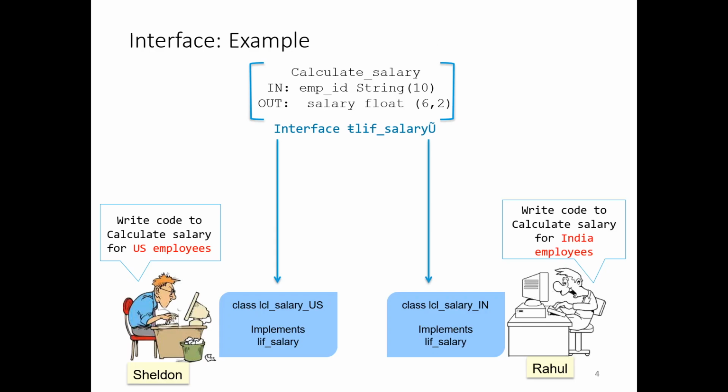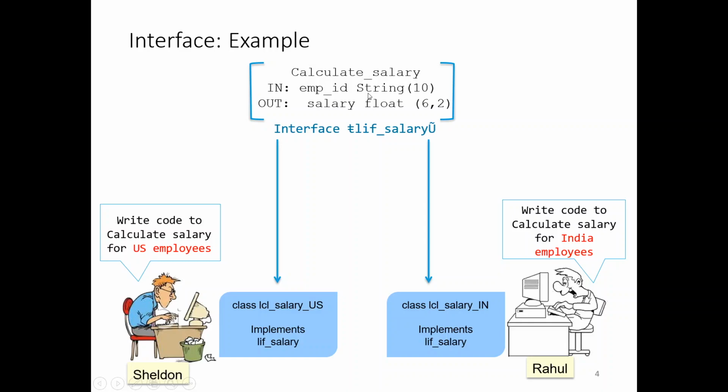So this is a typical example of why we need an interface, right? Here there are two classes. In the first class, we are calculating the salary of a US employee. In another class, we are calculating the salary of an Indian employee. Maybe both employees belong to the same company. In that case, the calculation functionality may differ in each and every country, right?